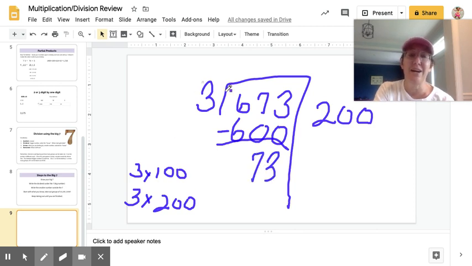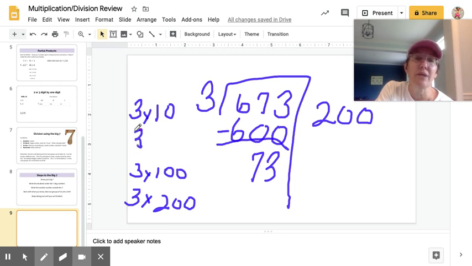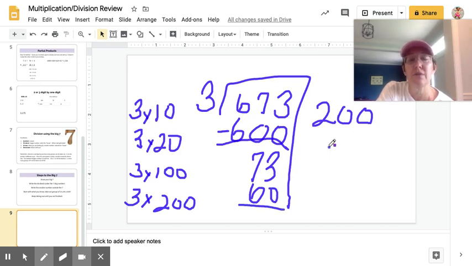Well, I can't take 100 threes out of that, but I could add to my think chart over here and do 3 times 10 would be 30, but I can go bigger than that. So let's try 3 times 20. That's pretty close. I'm going to say 3 times 20 because I know that is 60. And then I'm going to subtract. Don't forget to write your 20 over here. And I am left with 13.